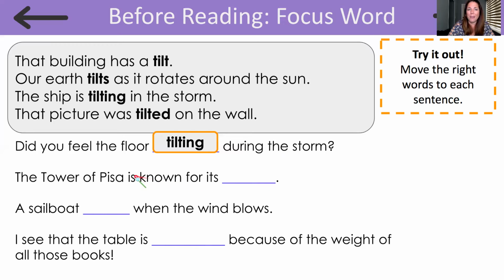Let's see if you're right. The Tower of Pisa is known for its tilt. Now let's take a look at the next sentence. What word would fit best here? Let's see. A sailboat tilts when the wind blows.